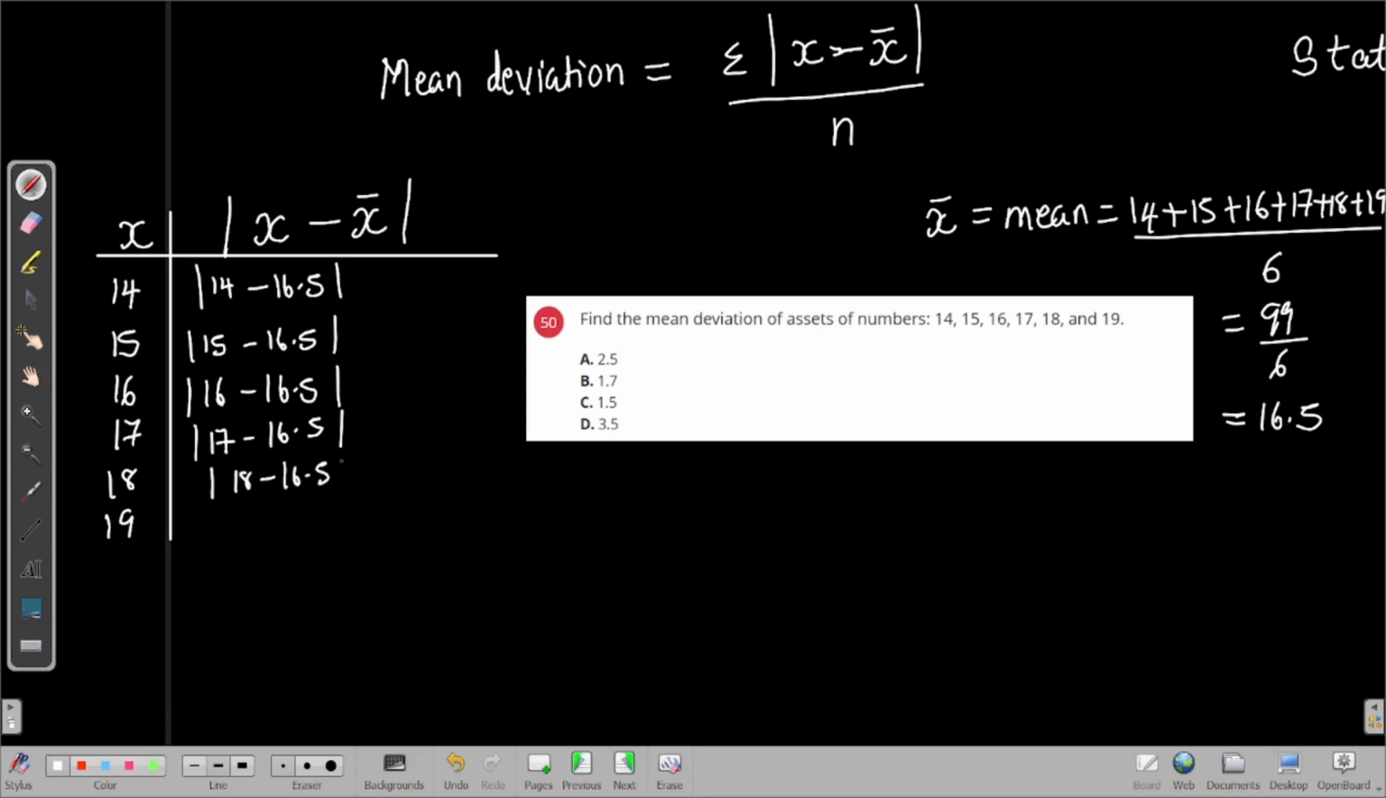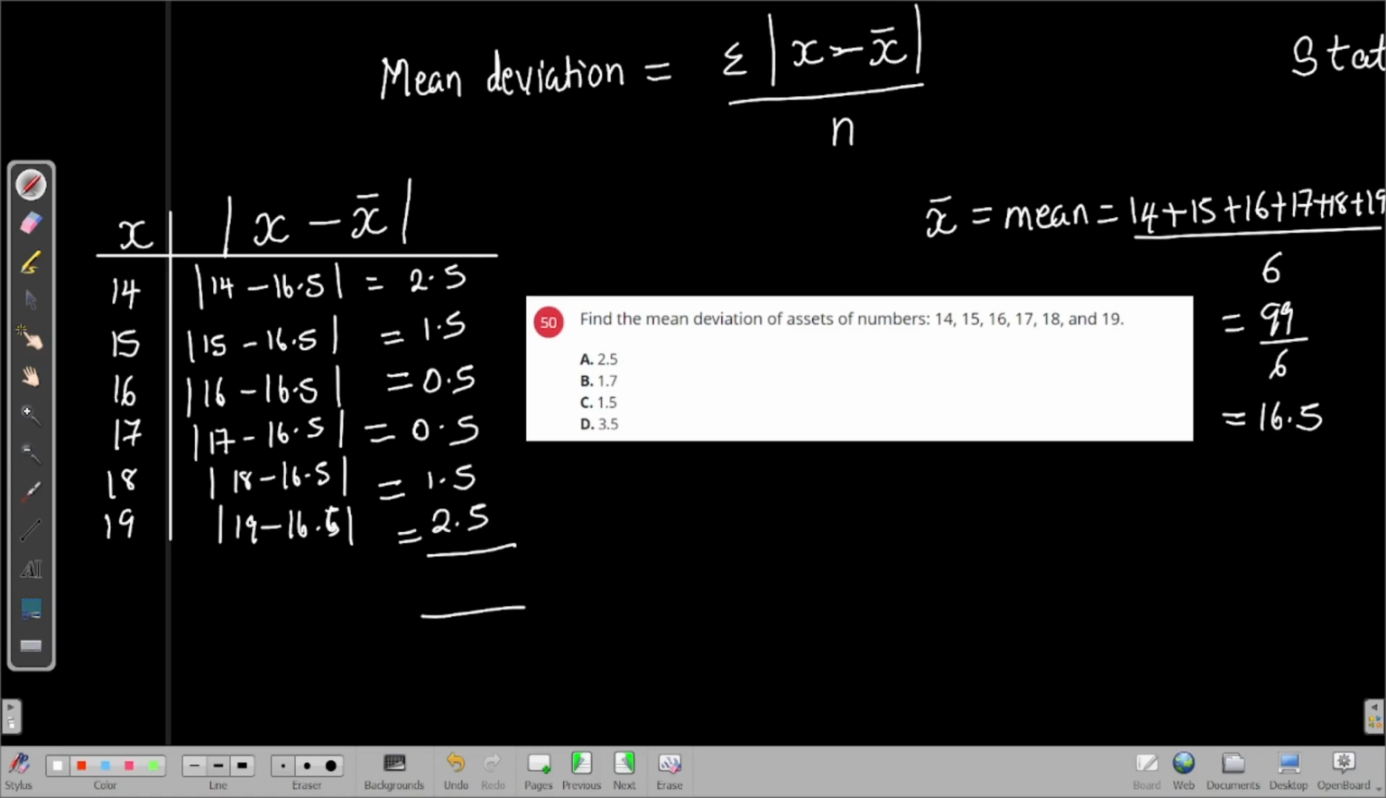Normally 14 minus 16.5 should give you minus 2.5, but you write just 2.5. This one should give you minus 1.5, but you write just 1.5. This one should give you minus 0.5, you write just 0.5. This one will give you 0.5. This is 1.5, and this is 2.5. Now you have to add all of these numbers together. When you add them, 2.5 plus 1.5 plus 0.5 and so on, that will give you 9.